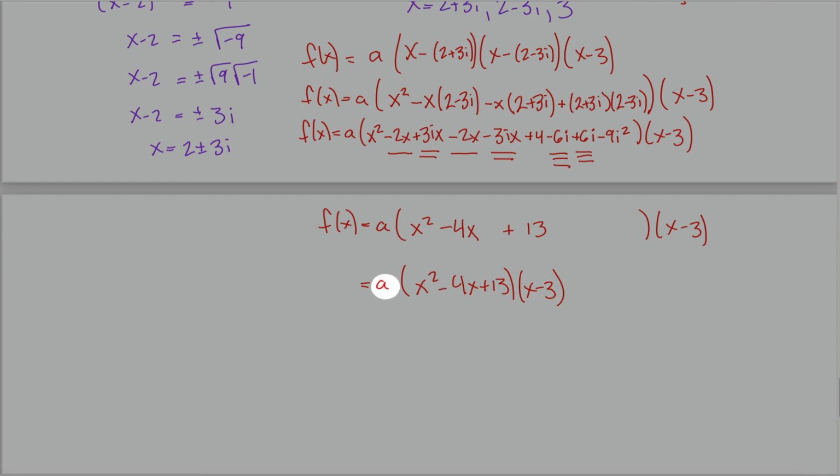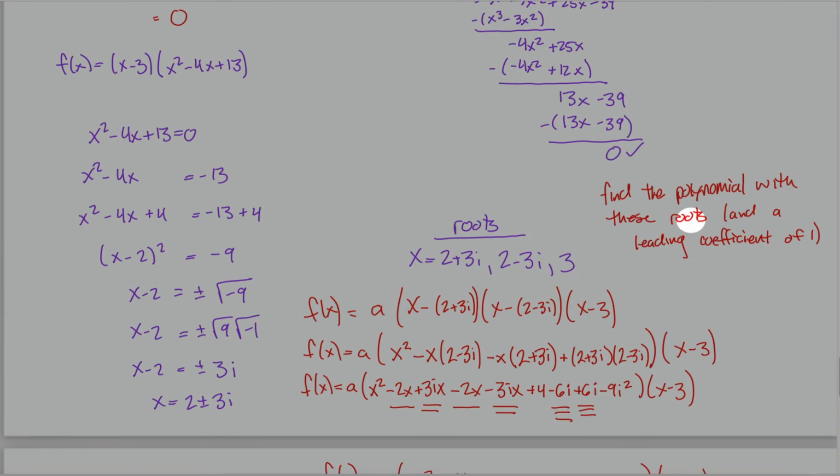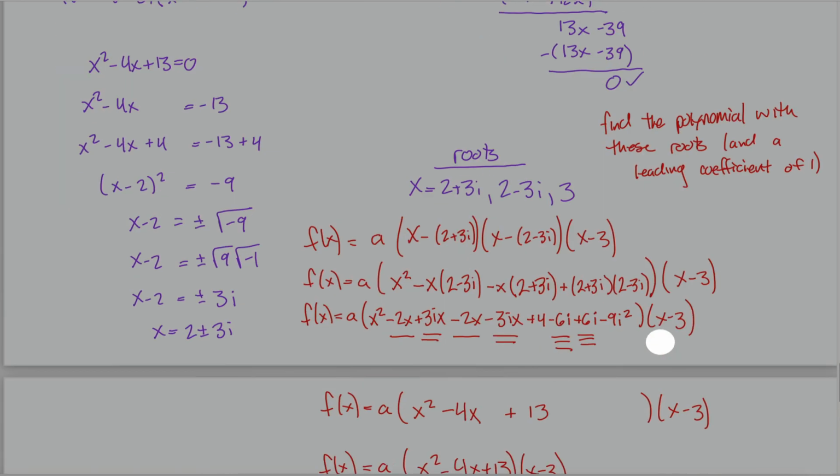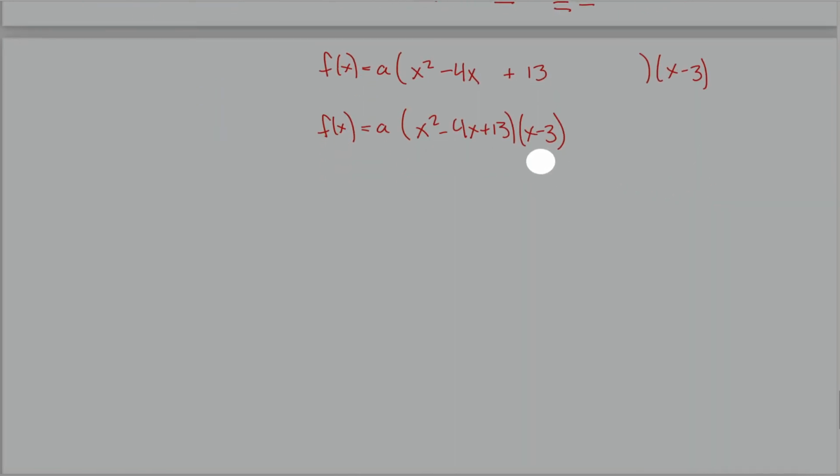We still don't know if there's a number out in front, so we still have this a. Our hint to figuring out a is that the leading coefficient is just equal to 1. Can't quite see the leading coefficient yet, so maybe I'll expand this polynomial. I'll take this x and multiply it by each of these three terms. And then I'll take this negative 3 and multiply it by each of these three terms.